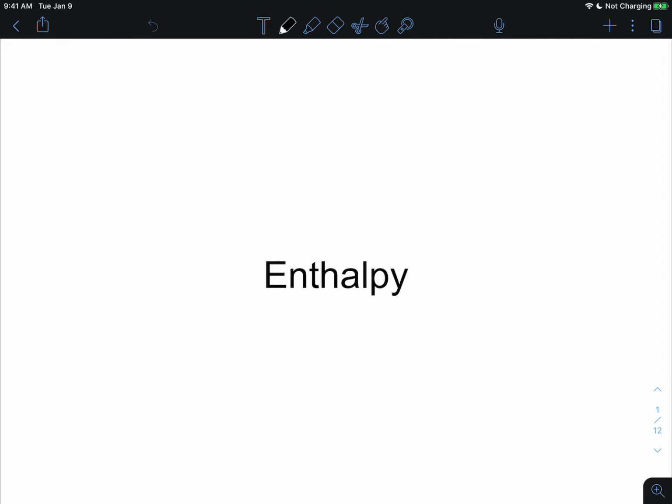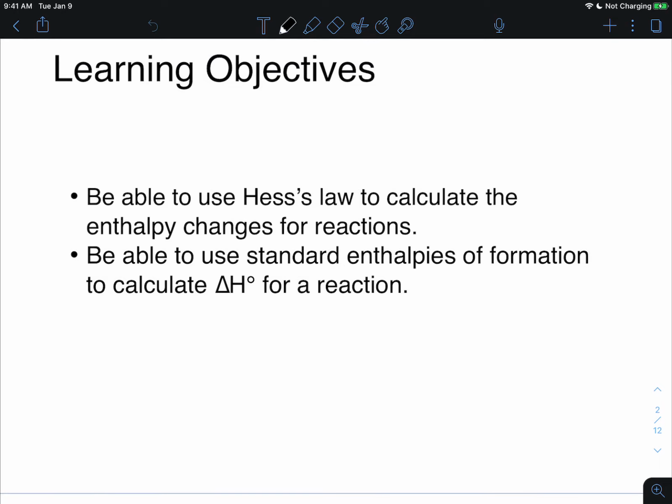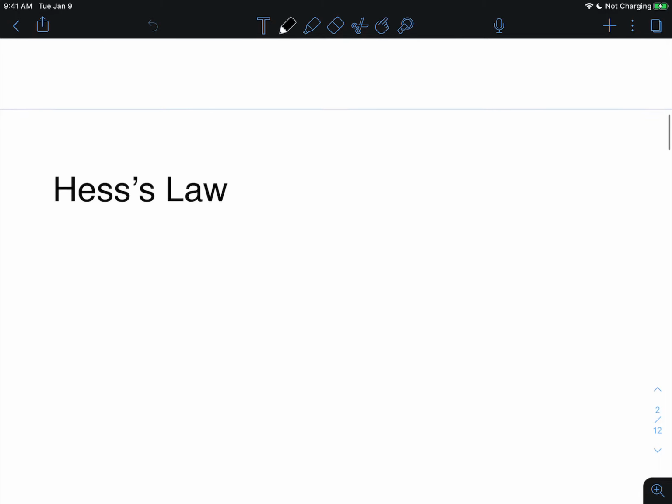Hey guys, in this video we're going to be talking about enthalpy. At the end of this video we should be able to use Hess's law to calculate enthalpy changes in a reaction, and also use standard enthalpies of formation to calculate the enthalpy of a reaction.